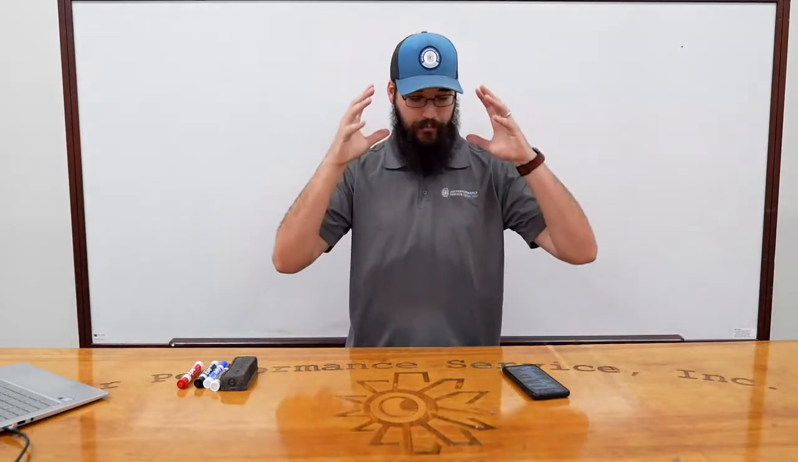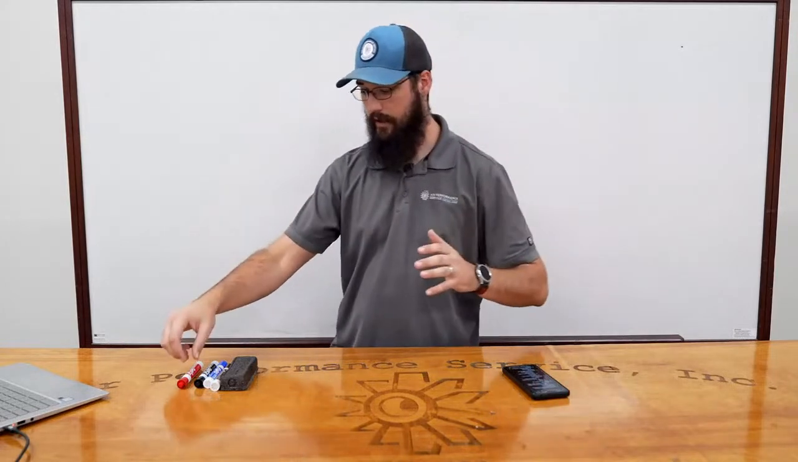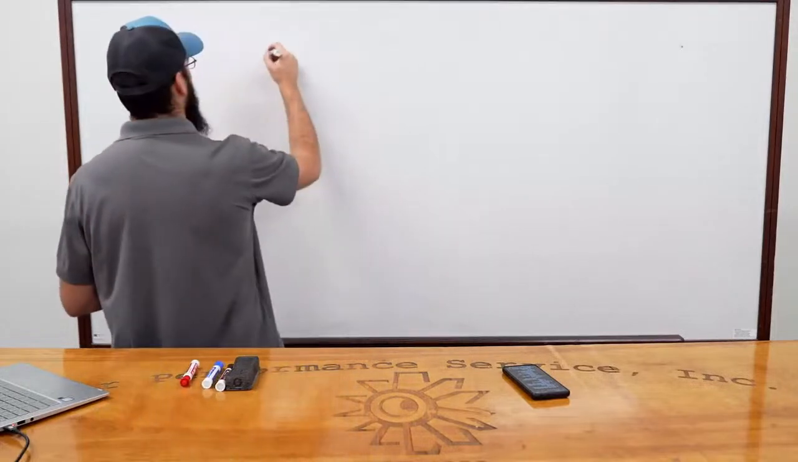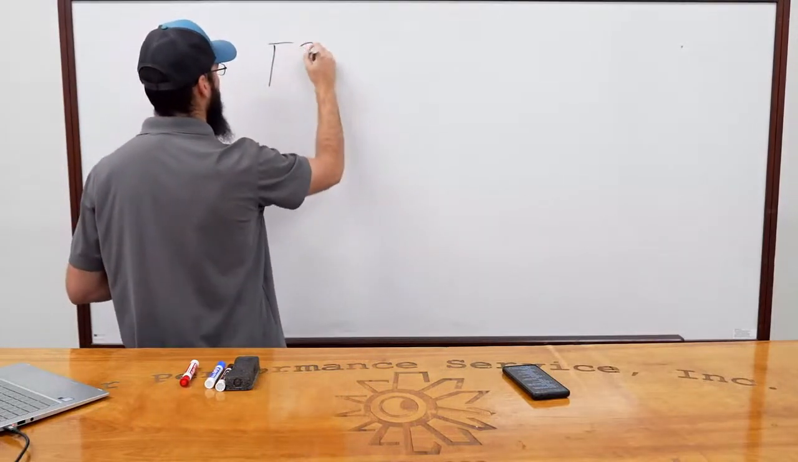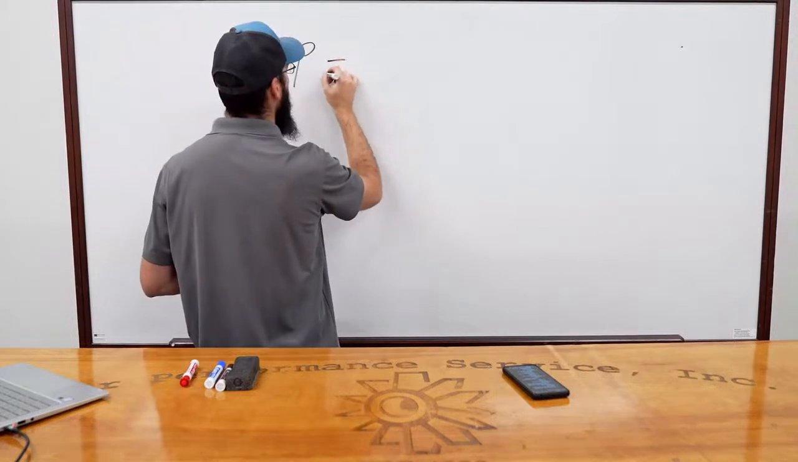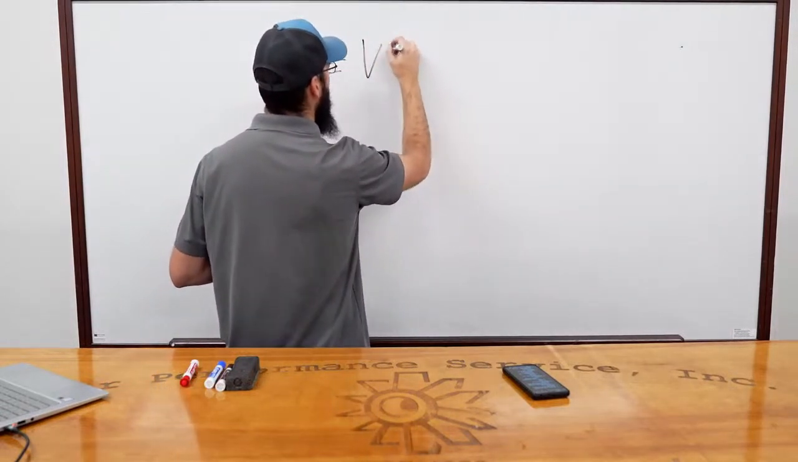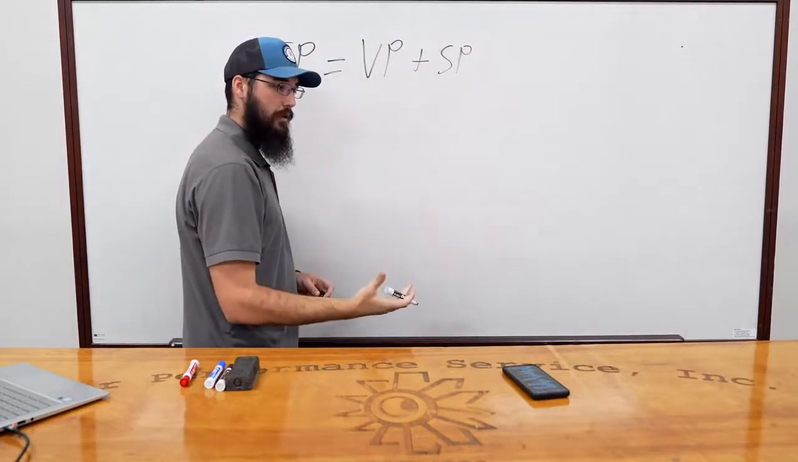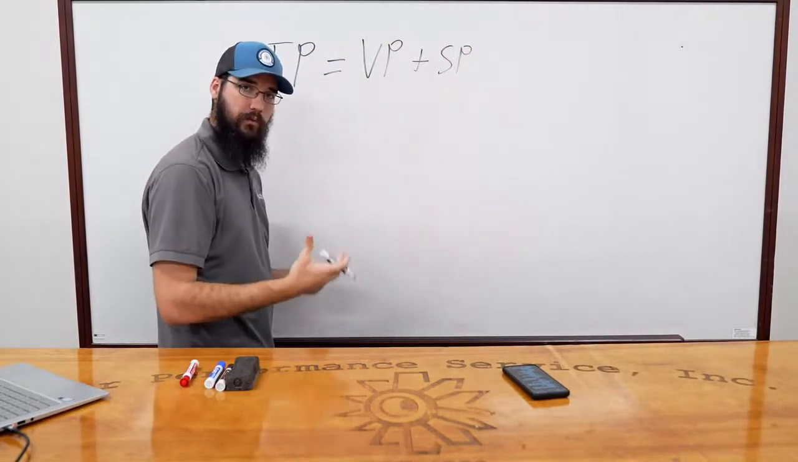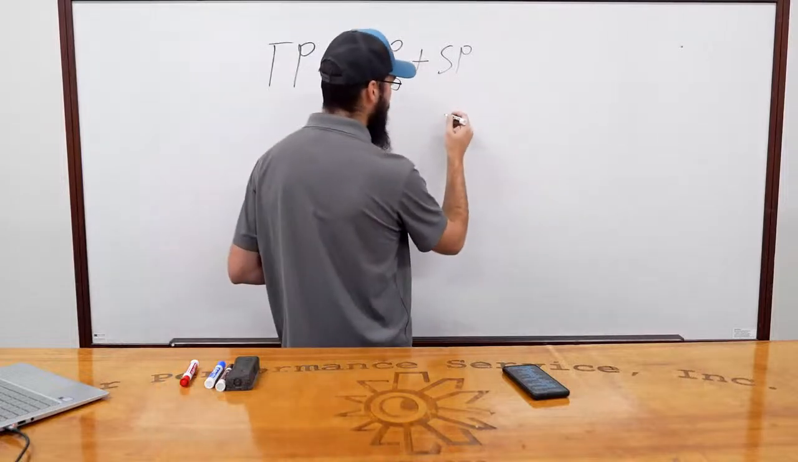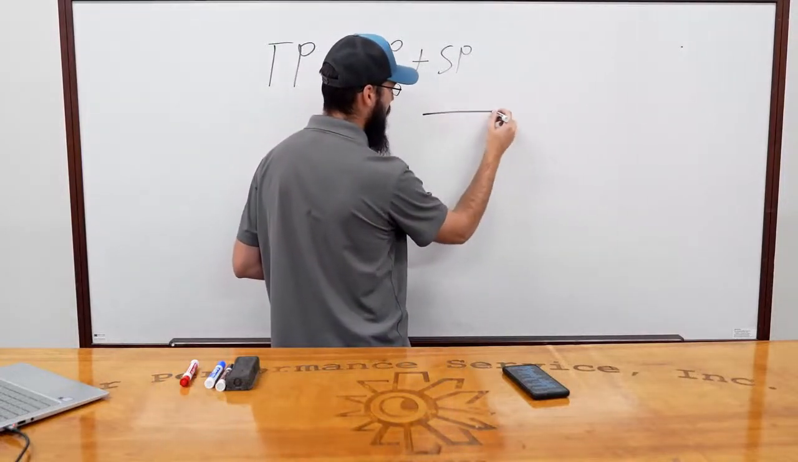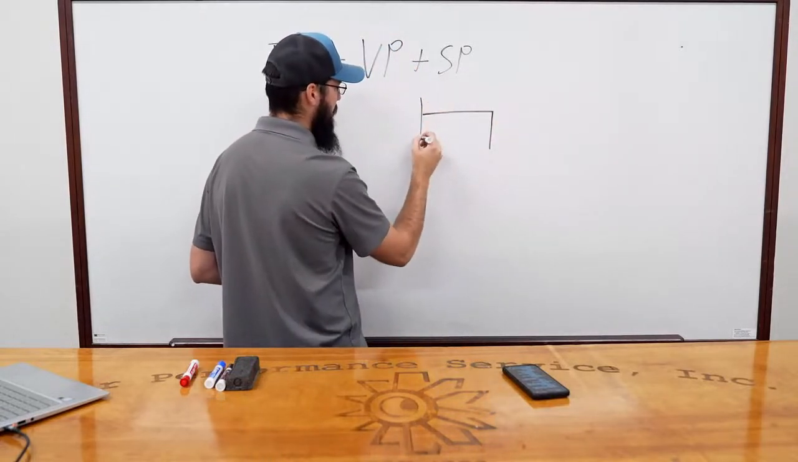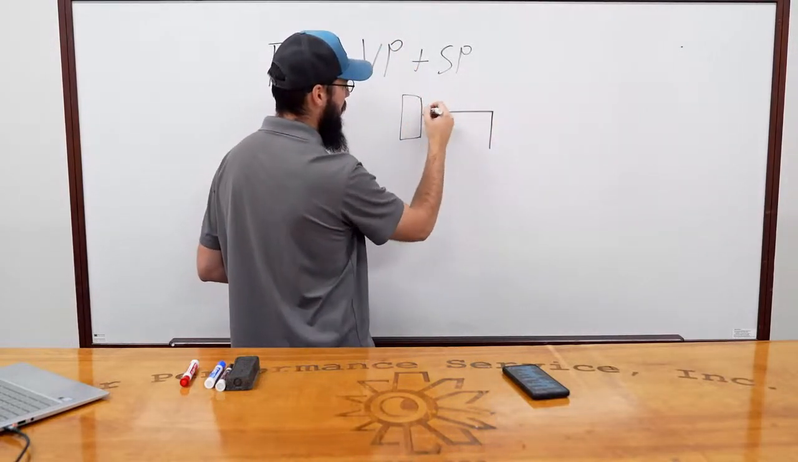But essentially, total pressure, I keep saying static. Total pressure is velocity pressure plus static pressure. And we're all familiar with pitot tubes, or at least we should be. If you don't know, a pitot tube, you'll see them a lot. You can buy them in a lot of your airflow kits. You've got like a big magnet over here that'll stick to the unit.